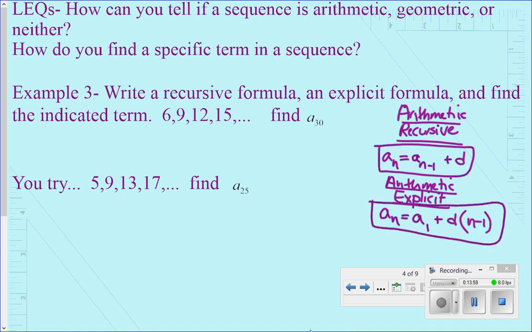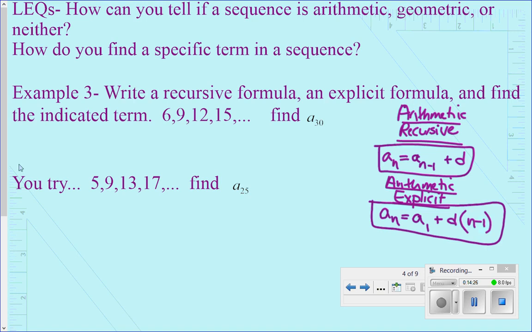Okay, so now we're going to apply those formulas to this sequence. So we have 6, 9, 12, 15. Well, first of all, I'm kind of alluding to the fact that this is arithmetic because I'm only giving you the arithmetic formulas today. But you should double check and make sure. You'll have to first identify what kind of sequence this is. So I'm seeing 6, 9, 12. I'm seeing, yes, we're adding 3 each time. It is arithmetic. So because it's arithmetic, I'm supposed to write the recursive formula and the explicit formula.